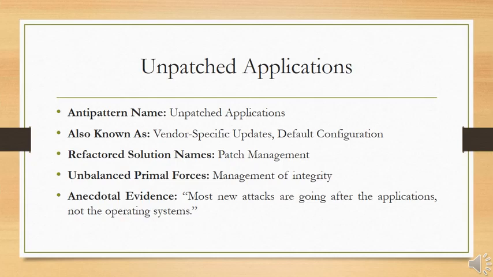The next template is unpatched applications. The anti-pattern name is unpatched applications, also known as vendor-specific updates and default configuration. Refactored solution names are patch management, unbalanced primal forces, management of integrity, and anecdotal evidence. Most new attacks are going after applications, not the operating systems. Something to know about unpatched applications: patches are the software updates that repair known defects.